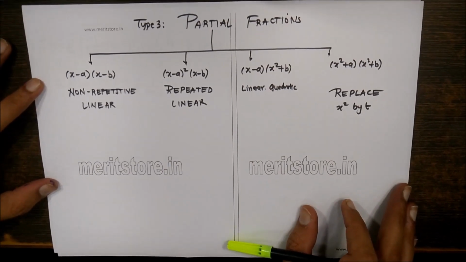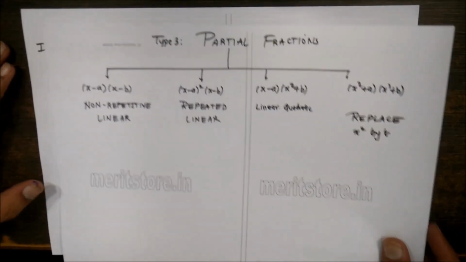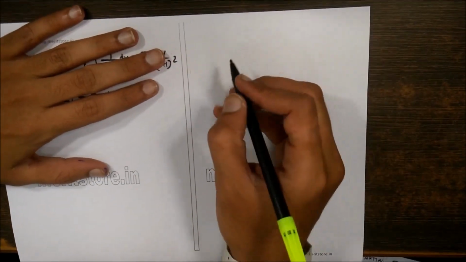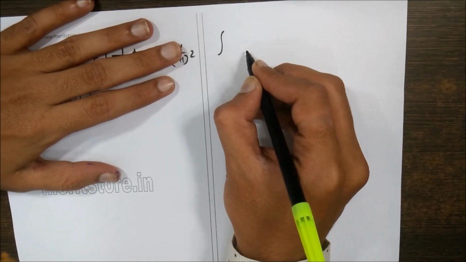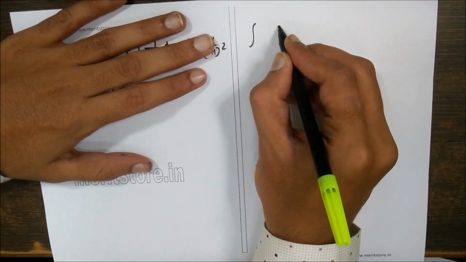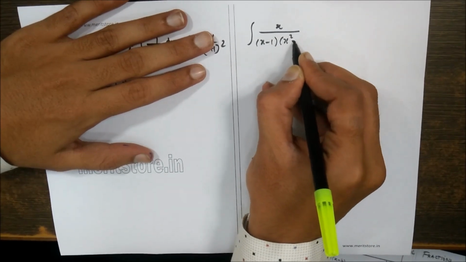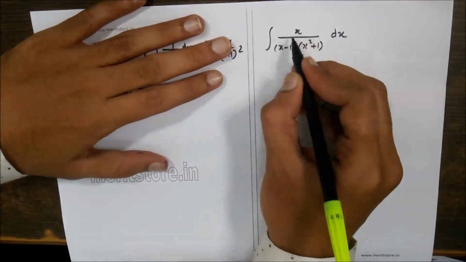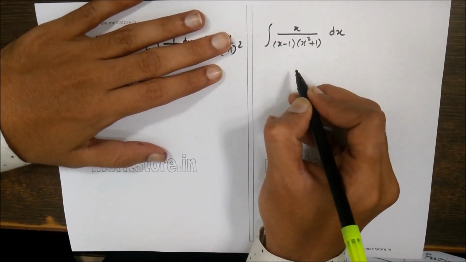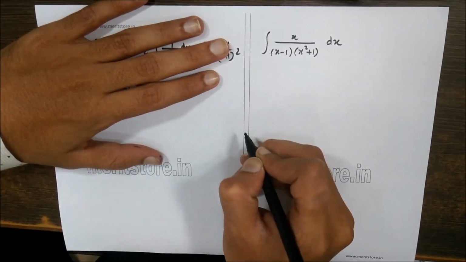We are at partial fractions. We are now going to the third subcategory, linear with quadratic. Example, integral of x upon (x minus 1) into (x square plus 1) dx. Again, observe the power of the numerator is less than the power of the denominator. We have a quadratic term, we have a linear term.